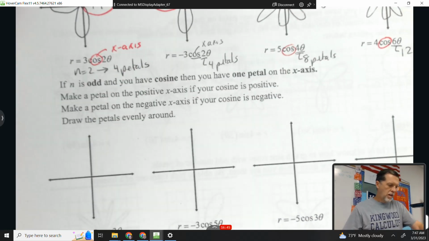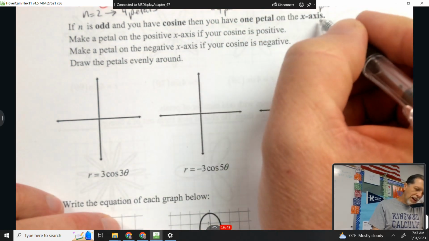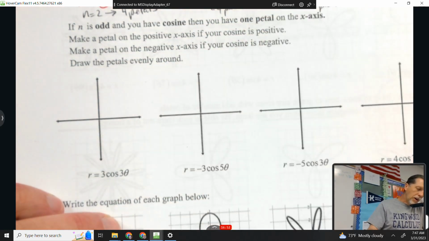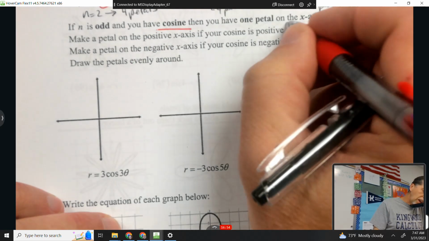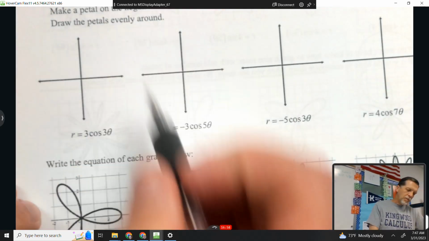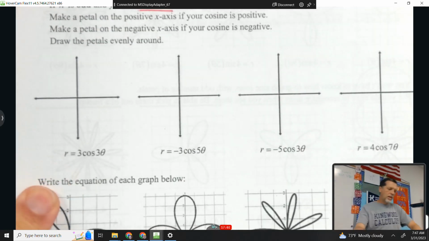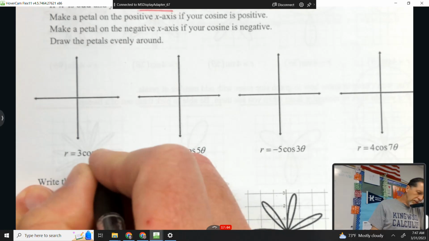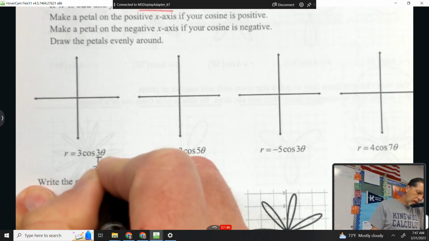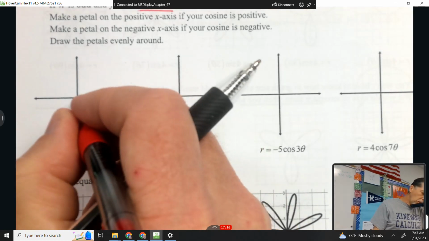If n is odd and you have cosine, then you have a petal on the x-axis. Okay, we already said that. Cosine goes with the x-axis. So let's skip these directions. Let's jump down and just do one. 3 cosine 3 theta. So 3 petals, because n is odd. Cosine, so we'll put 1 on the x-axis.